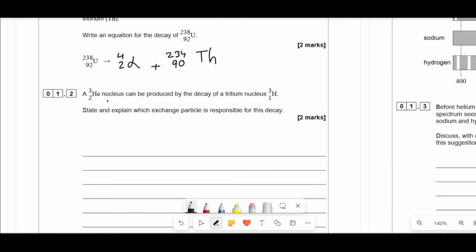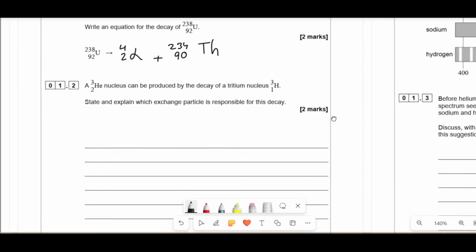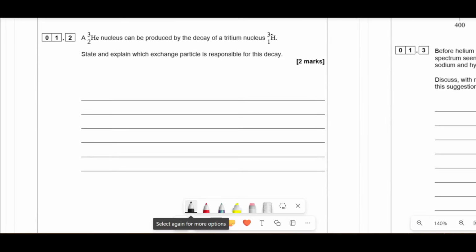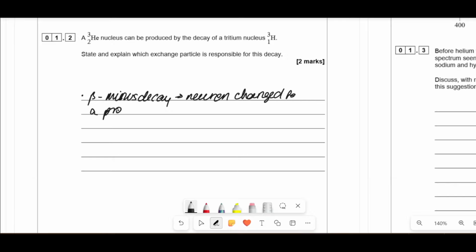So next it says a 3-2 helium nucleus can be produced by the decay of a tritium nucleus 3-1H. State and explain which exchange particle is responsible for this decay, so compare them side by side. So we can see that we started with 3-1 and then we became 3-2, so the proton number's gone up, but the nucleon number is the same. So what's happened is we've got a new proton coming in and the neutron's still there, so what's probably happened is beta minus decay. Because a neutron has changed to a proton, and it must have emitted an electron as well.